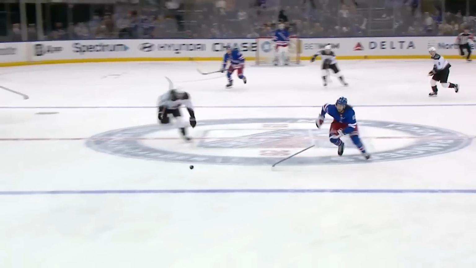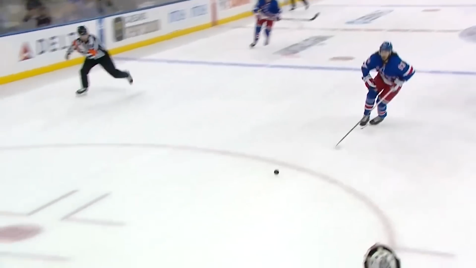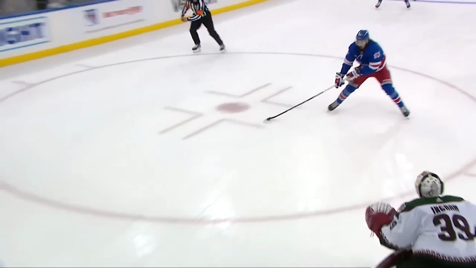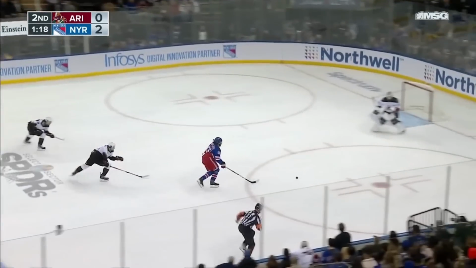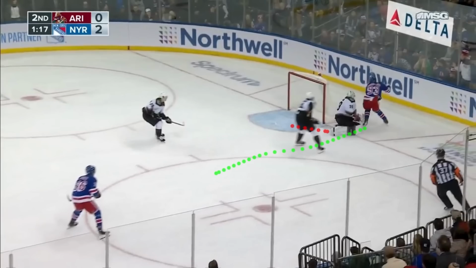Refs will typically look at the lines a player is skating, whether they've diverted around a goalie to avoid contact, whether they've moved into contact, or whether they're just naturally skating after a puck. In this case, Zibanejad obviously isn't trying to run the goalie. He follows his initial skating trajectory, and the Arizona goalie is really the one who initiates contact.